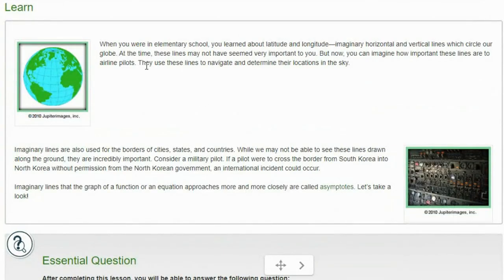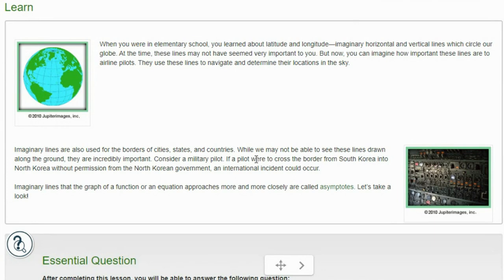When you were in elementary school, you learned about latitude and longitude, right? The imaginary horizontal and vertical lines which circle our globe. And at the time, these lines might not have seemed very important to you, just something else you saw on the globe. But now you can imagine how important these lines are to airline pilots. They use these lines to navigate and determine their locations in the sky. Imaginary lines are also used for the borders of cities and states and countries. And while we may not be able to see these lines drawn along the ground, they are incredibly important.